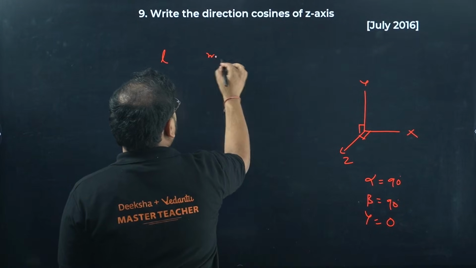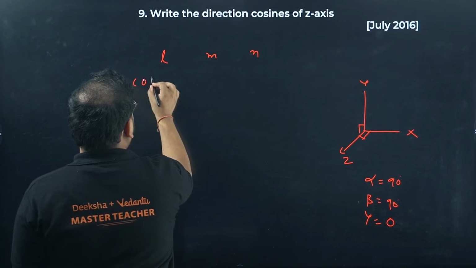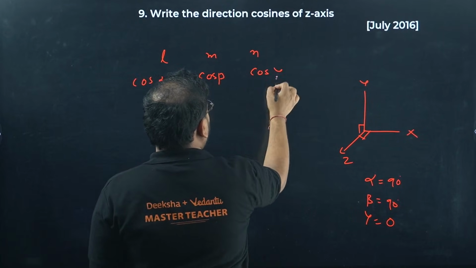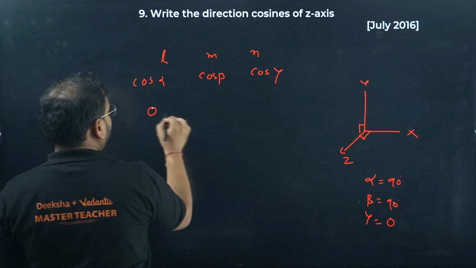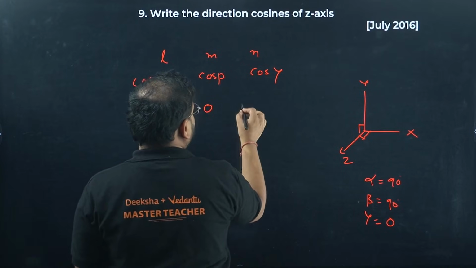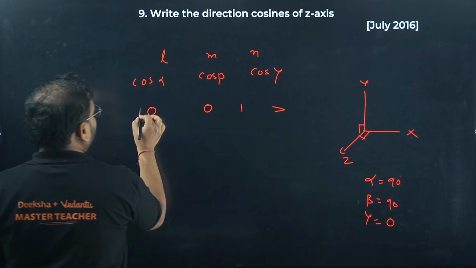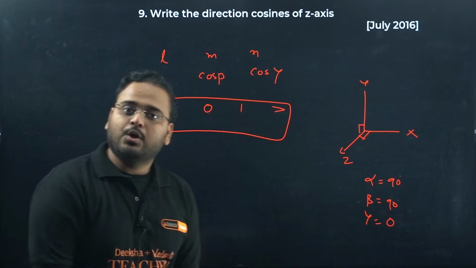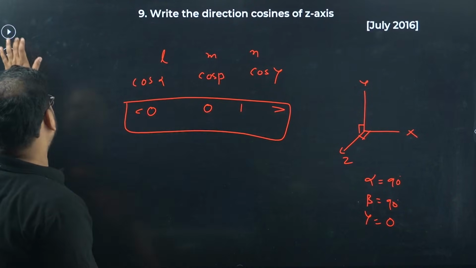So your L, M, N is given by cos alpha, cos beta and cos gamma. Cos 90 is 0, cos 90 is again 0 and cos 0 is 1. So this right here is the value of your direction cosines. Okay sir, it's a PYQ.